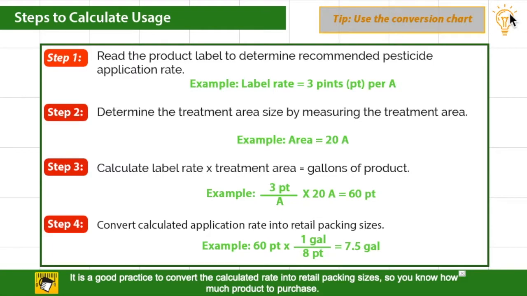It is a good practice to convert the calculated rate into retail packing sizes so you know how much product to purchase. If 60 pints is multiplied by 1 gallon over 8 pints, you would need to purchase 7.5 gallons.